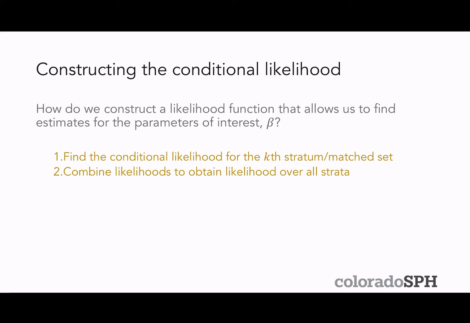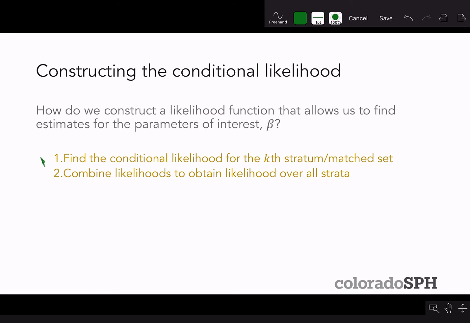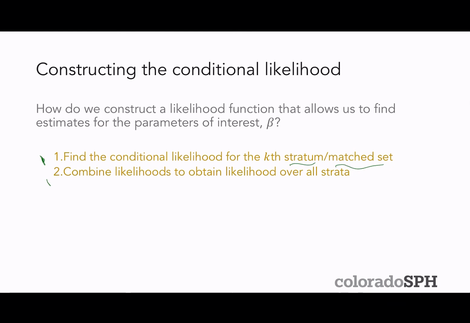So we can construct a likelihood function that allows us to find estimates for the parameters of interest, beta, by first finding the conditional likelihood for the kth stratum or matched set. I'm going to use the words stratum and matched set interchangeably here. And then in the second step, you combine these likelihoods across strata to obtain a single likelihood function.